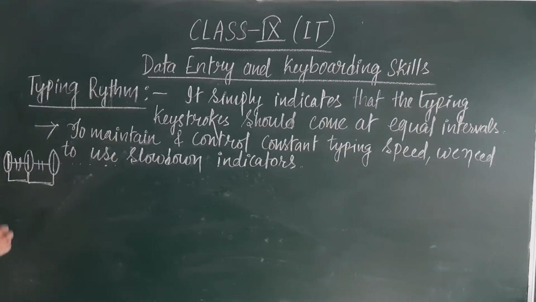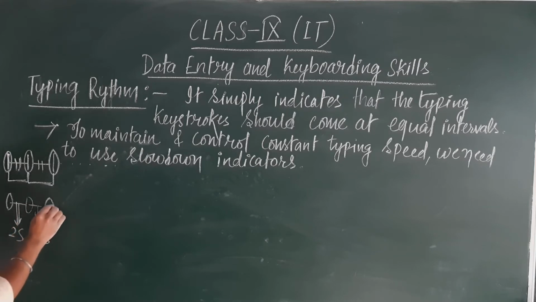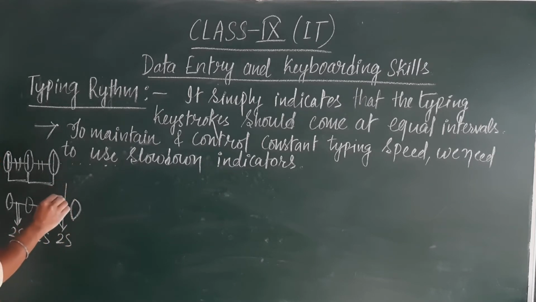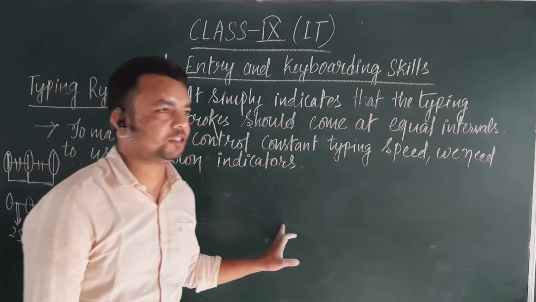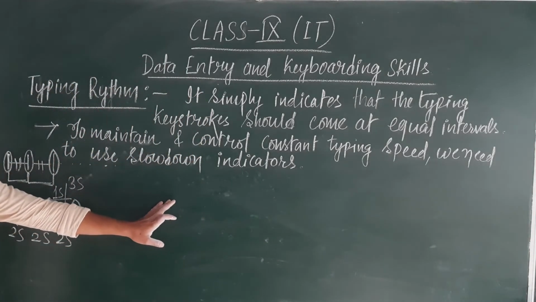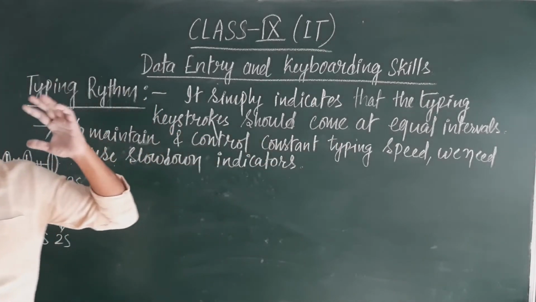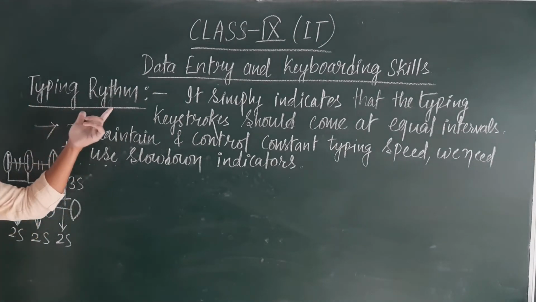Suppose between the first and second keystroke I have maintained a time duration of, say, 2 seconds. Then between the second and third also, it should be 2 seconds. Similarly, third and fourth should also be 2 seconds. If it differs from 2 seconds, say it becomes 3 seconds or 1 second, then it will not be considered typing rhythm. So whenever we are inserting characters while typing, we should always maintain that our keystrokes come at equal intervals, and this can also be depicted by another name.